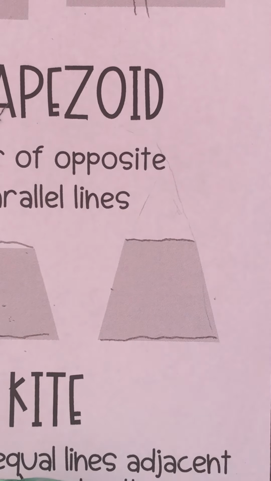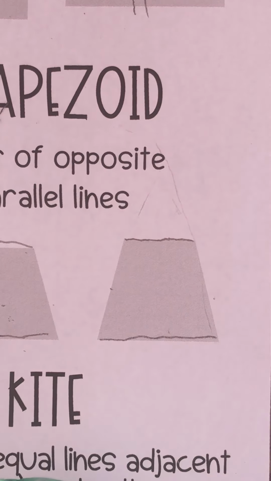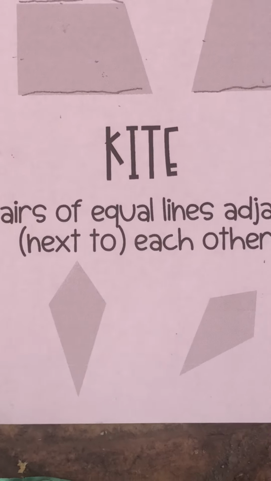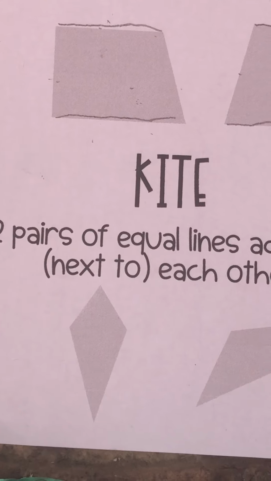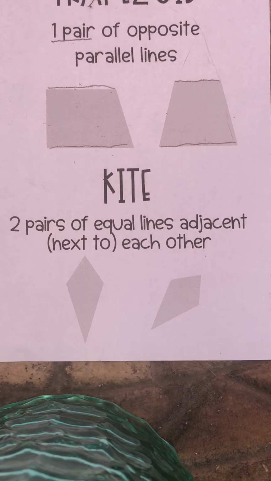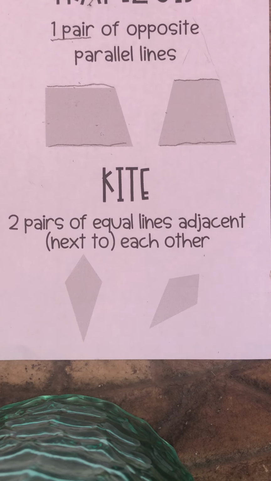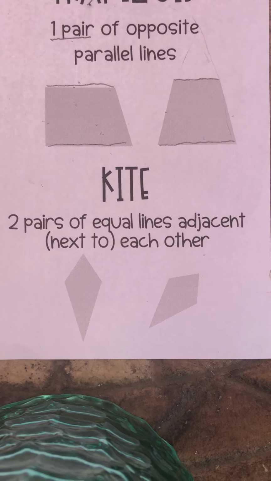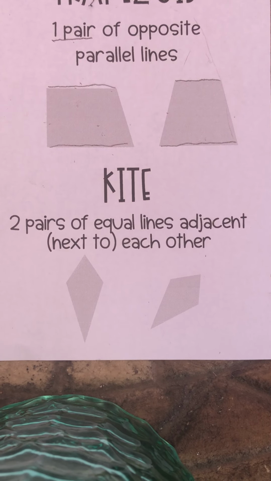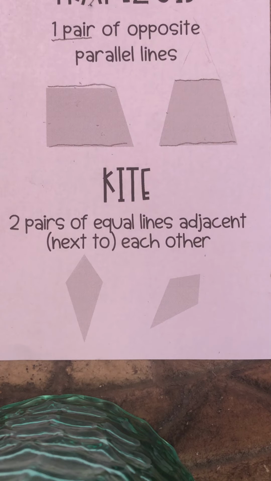So again, only one pair of parallel lines. Last one we don't talk that much about, but it is considered a quadrilateral. It's called a kite. And we know what kites are. We make kites, we put them outside, and we let them hang in the sky, right? And they're attached to a string and they move by wind. So this is also a quadrilateral.